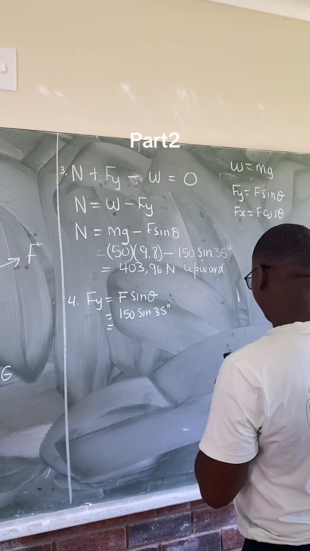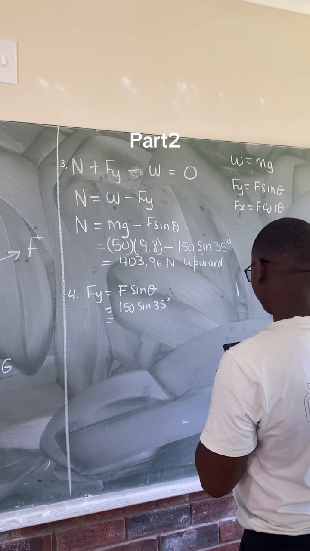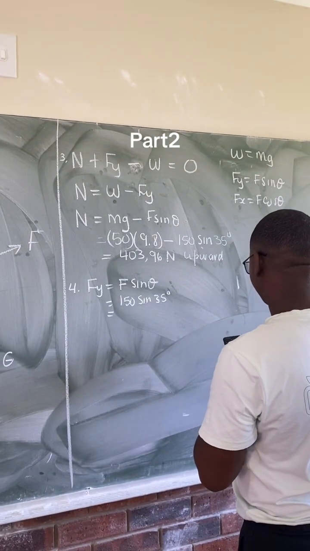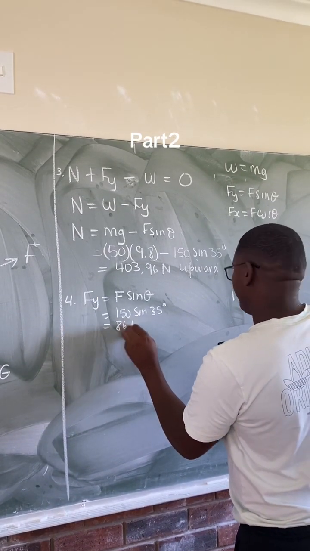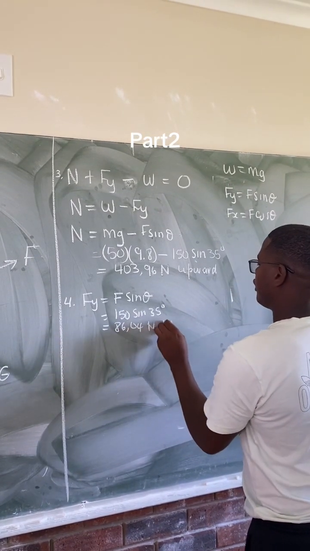So 150 sine 35. I get 86,04 Newton, and that should be upward.